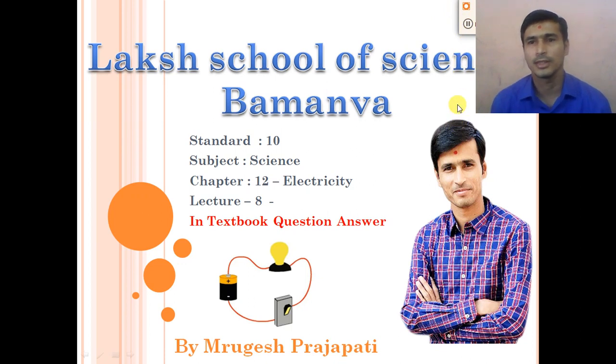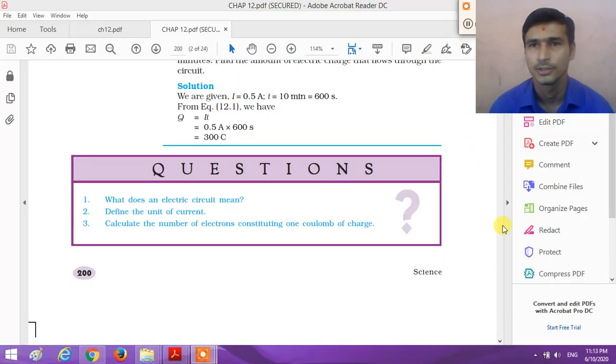Some of the question answers we already discussed in the previous video, but we will revise all the question answers given in the textbook in this video. So dear students, let's start from the first question. The first section of questions is given on page number 200 in the textbook. There are 3 questions given on page number 200 of the textbook. So we will discuss first the answers of these 3 questions.